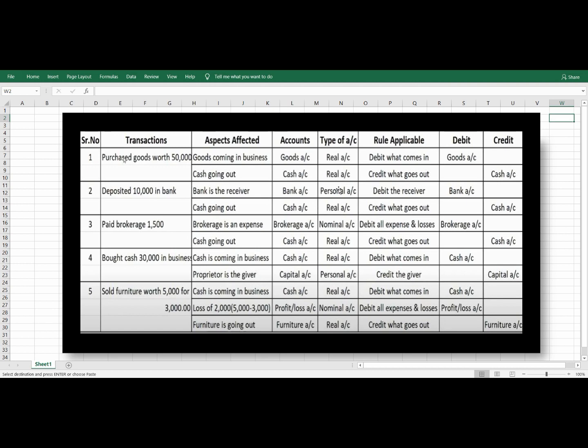So for bank, the personal account rule would be debit the receiver, credit the giver. In this particular case, bank is receiving 10,000. Therefore, it is the receiver. Therefore, bank account will be debited. Cash is going out from the business because it's being deposited in the bank. Cash belongs to real account, and the real account rule is debit what comes in, credit what goes out. So as per the rule, cash account will be credited.